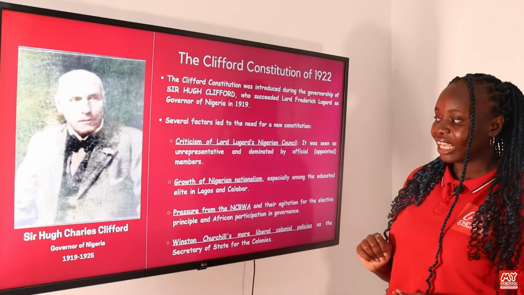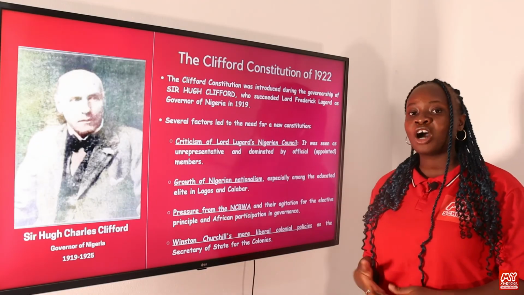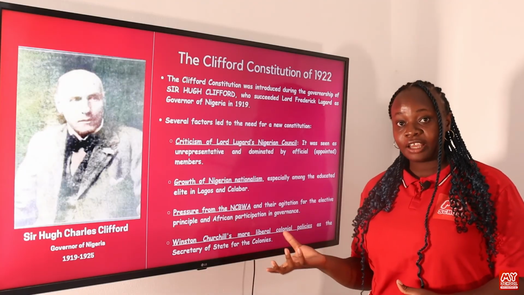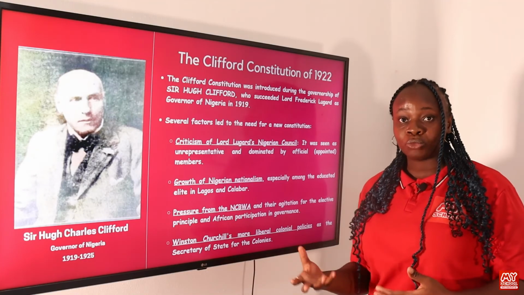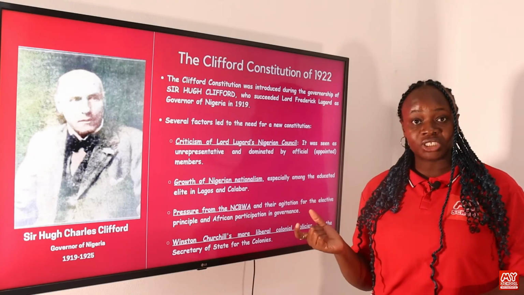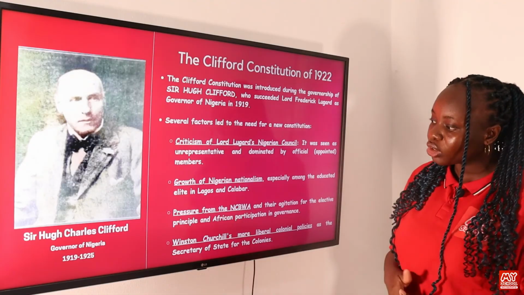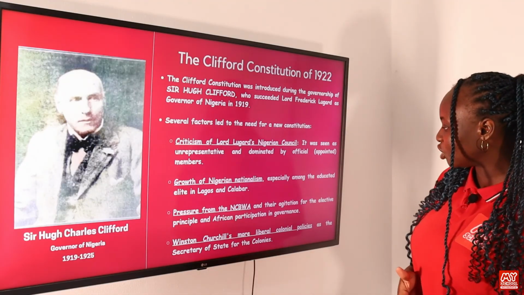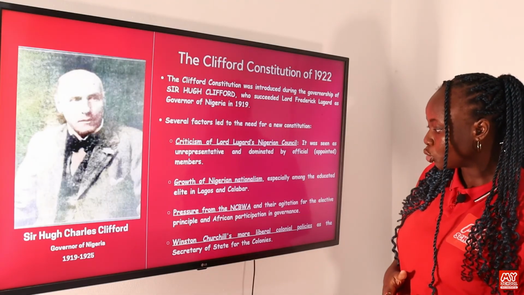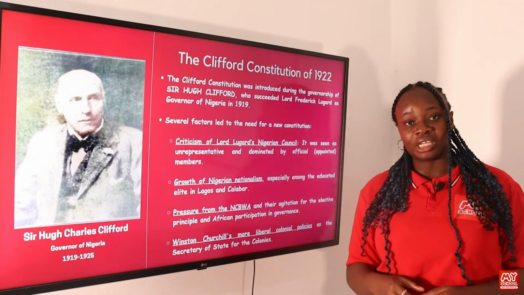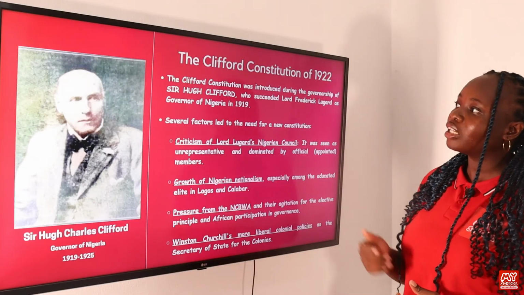There was also the growth of Nigerian nationalism, especially among the educated elites in Lagos and Calabar. We talked about how people like Sir Herbert Macaulay and Joseph Casely Hayford of the Gold Coast were coming up. These educated elites were beginning to advocate for reforms within Nigerian society, and the growth of this nationalism also influenced the creation of this constitution. There was also the pressure from the NCBWA and the agitation for the elective principle and African participation in governance. And then also Winston Churchill's more liberal colonial policies as the Secretary of State for the Colonies. All of these things influenced the creation of the Clifford Constitution. Now let's move on to the next slide.